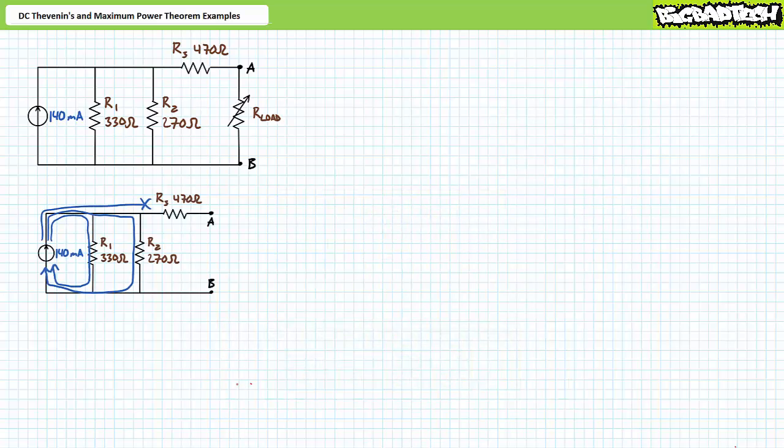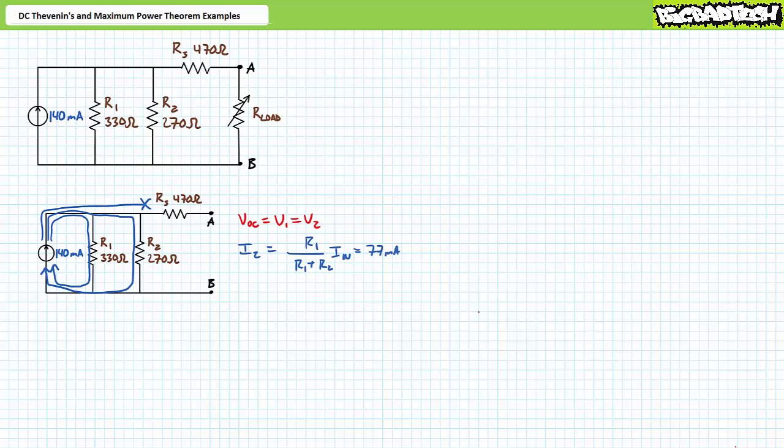Let's first solve for ETH, the Thevenin's equivalent voltage. To solve for ETH, one removes the load resistor from the nodes of interest and determines the open circuit voltage seen across the nodes of interest. With the load resistor removed, no current travels through R3. All current will travel through R1 and R2 in a parallel configuration. The open circuit voltage is therefore the voltage across either V1 or V2.